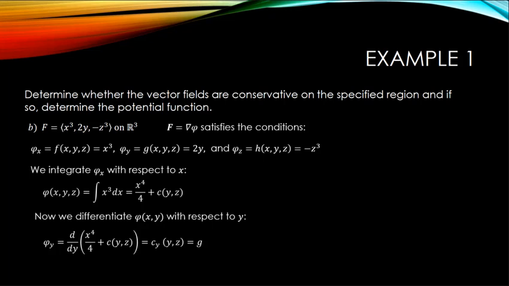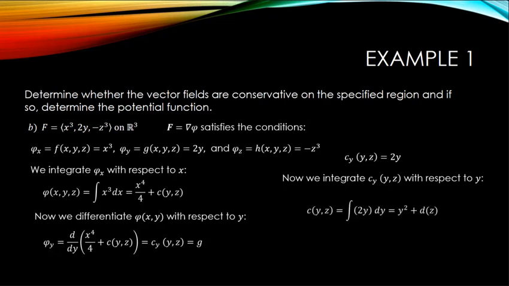The first term goes to 0 because I treat it as a constant, and what I'm left with is the partial of c with respect to y of yz is equal to g. This means that c sub y of yz is equal to 2y, and now I integrate that with respect to y. This means that my arbitrary constant c of yz is equal to the integral of 2y dy, which is equal to y squared plus a different arbitrary constant that is now a function of z only, and I'm going to call that d of z.